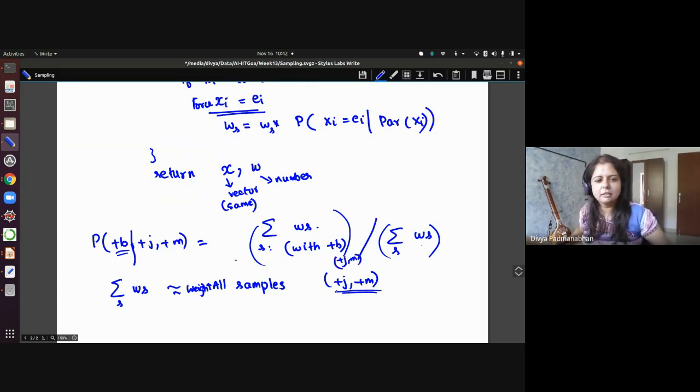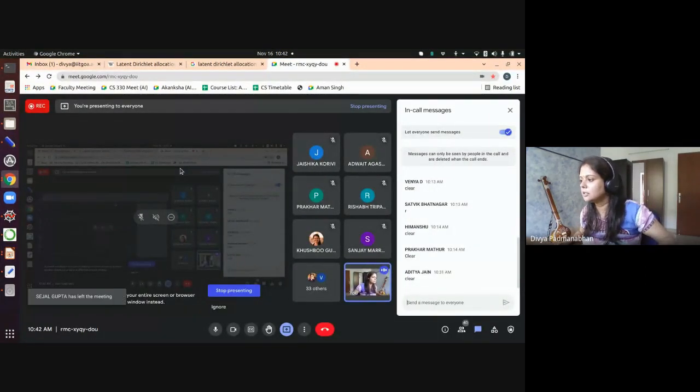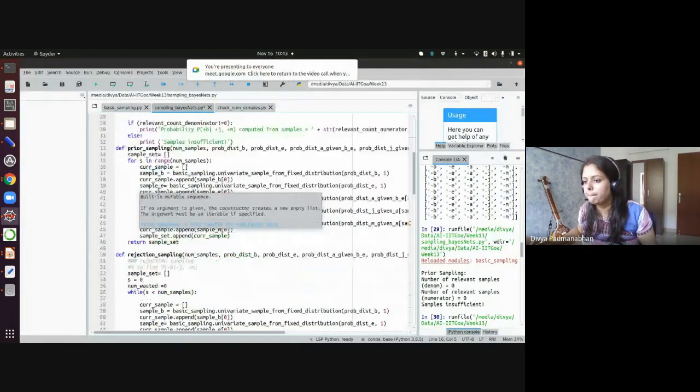Okay, is this clear to you? Any confusions in this? So Advait, it's clear. What about the others? Okay, everyone is quiet. Rishabh? Rishabh, you had a question earlier. Is it clarified now? Okay, it's clear.